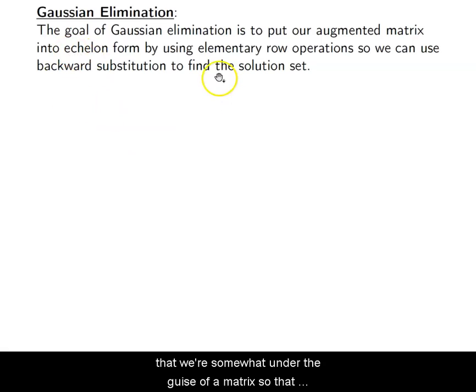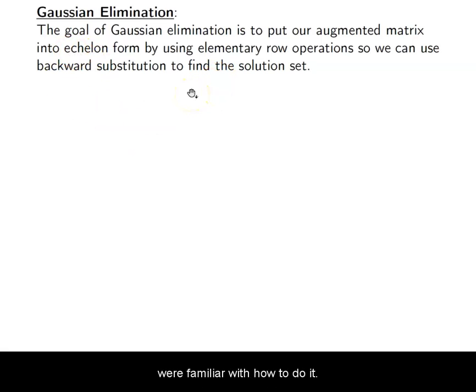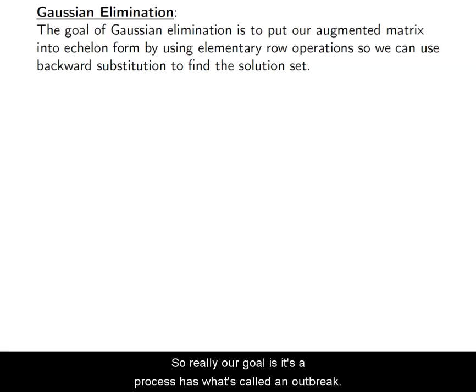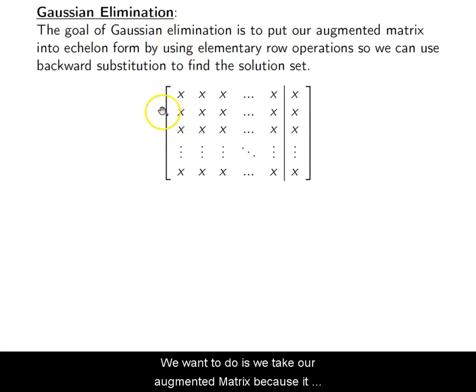I know that we're somewhat familiar with it because we covered it last section, but let's cover it one more time, especially under the guise of a matrix, so that we're familiar with how to do this. Okay, so really our goal is it's a process. It's what's called an algorithm. Okay, what we want to do is we take our augmented matrix.